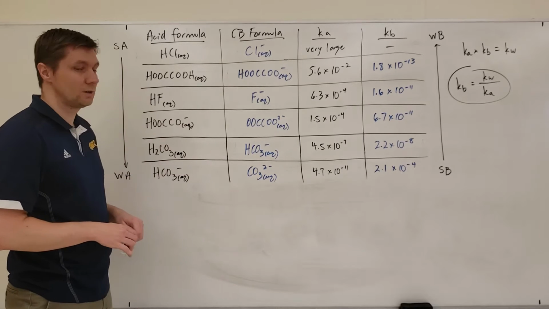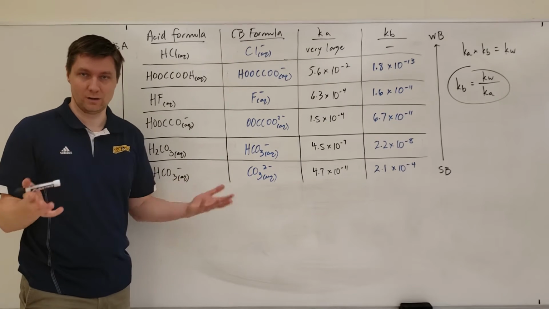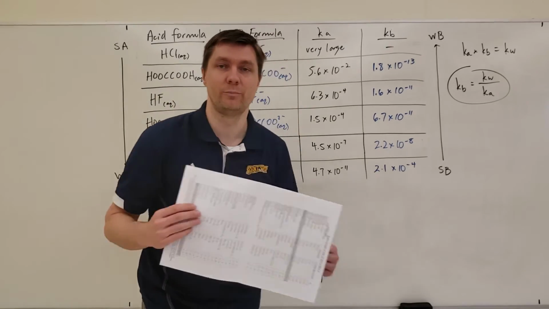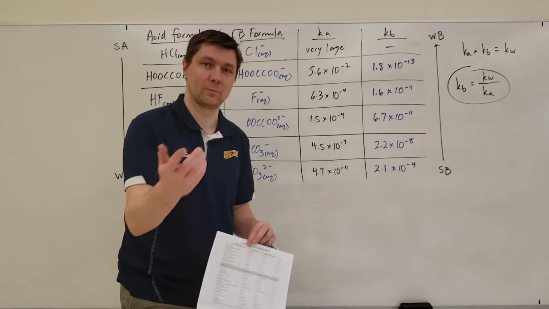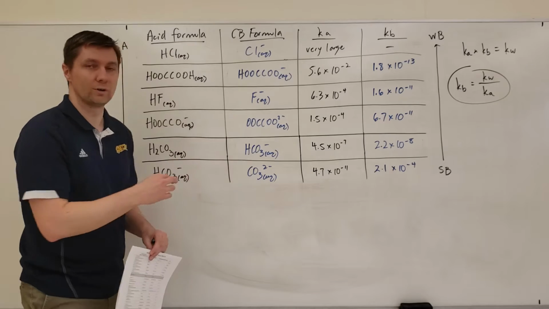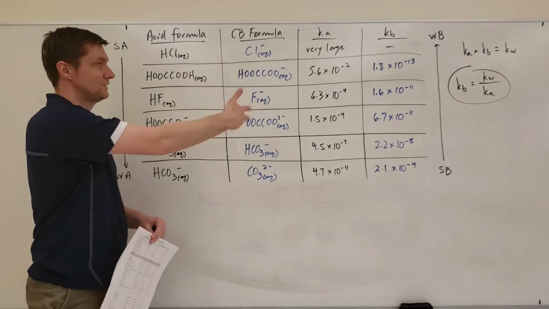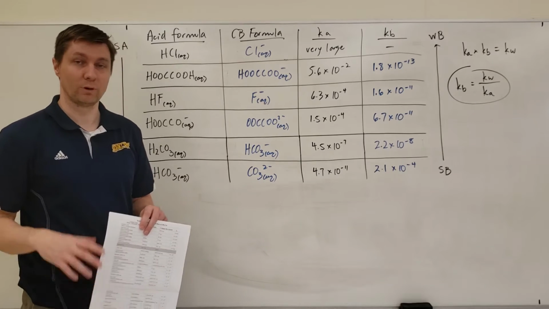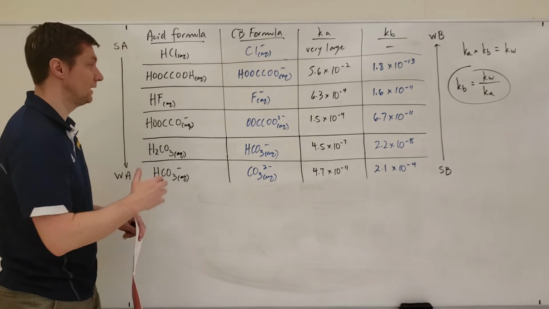What we're going to be looking at here is your acid-base chart in your data booklet. Now, your data booklet is a lot bigger of a chart than what I've got up here on the board. Up here on the board is just a select few acids and bases with the Ka values. But what you can see is that I've still maintained the order.